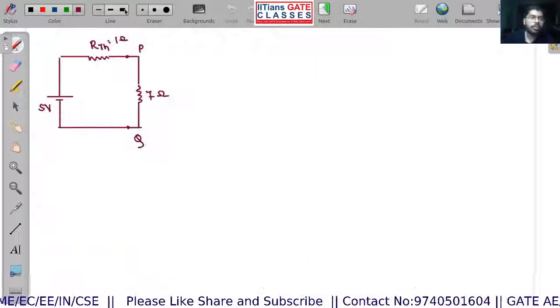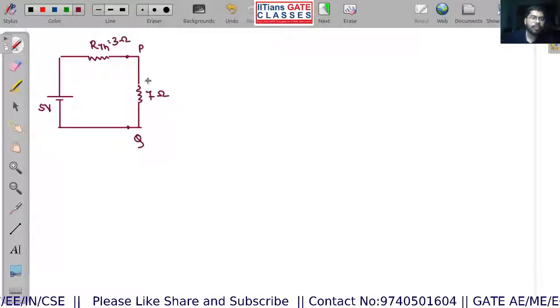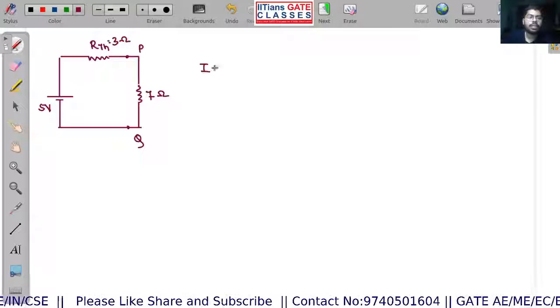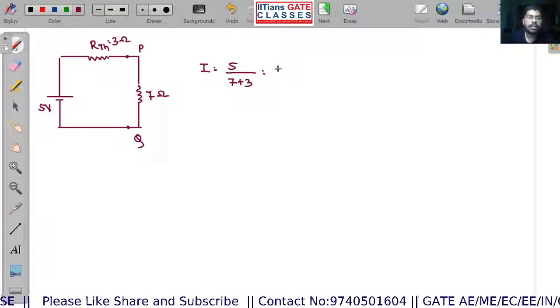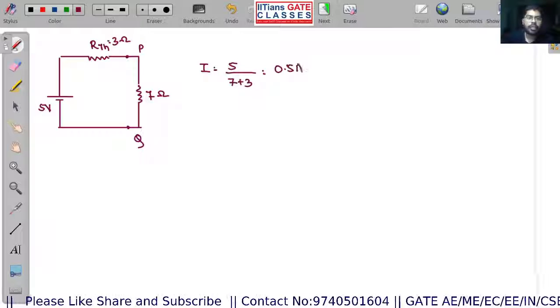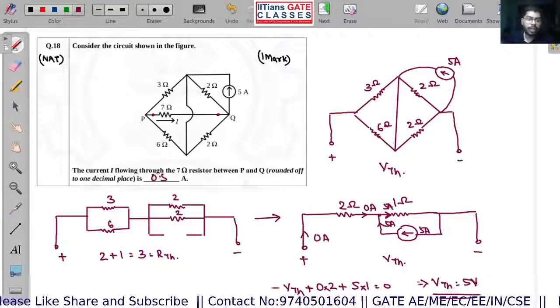3 ohm, sorry, not 1 ohm. So that is what I was thinking. So this is 3 ohm. So now what is the current flowing through this branch? I is equal to 5 divided by 7 plus 3. So this comes out to be 0.5 ampere. So the answer to this question is 0.5 ampere.